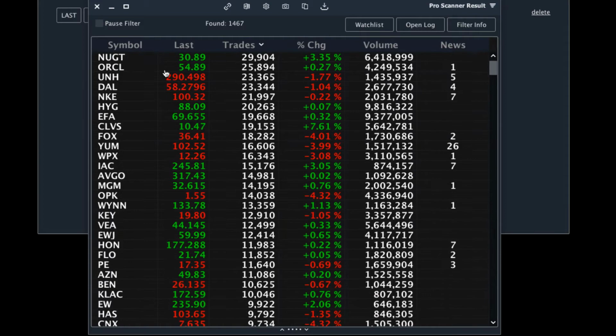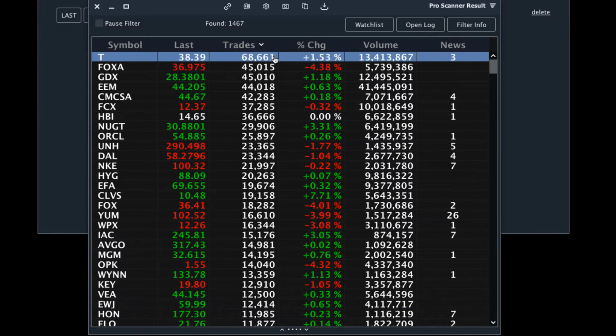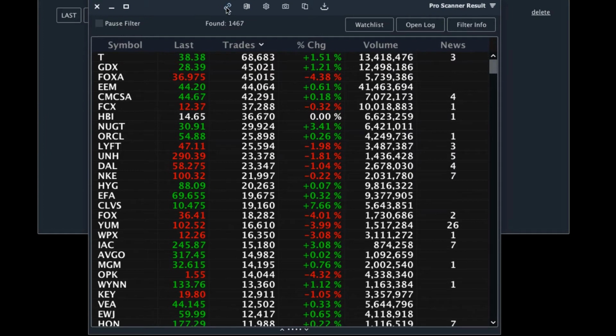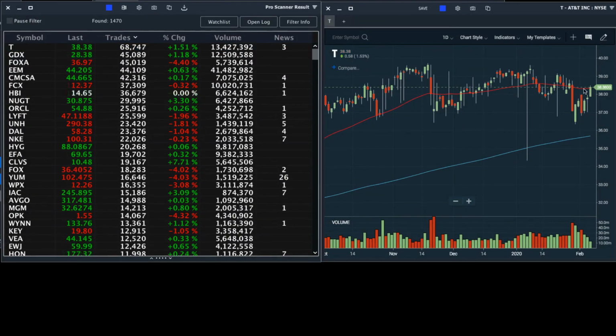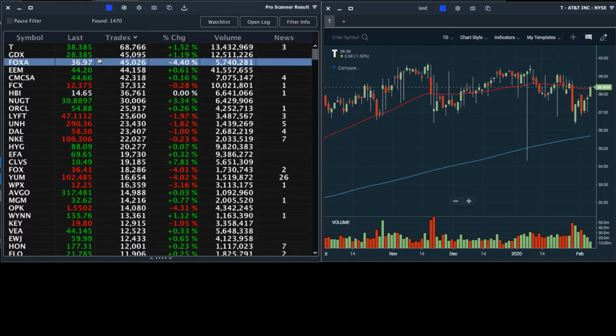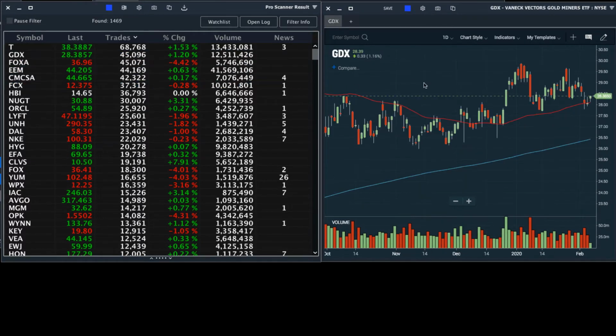So now we see quite a few results, and we can filter through these. I have them sorted by trades, so we can go to the most interesting ones. I'll link this to my charts window so we can start looking at these results. So over here, we see the 50-day moving average, and we see the stock is just trying to get above that. I can go to the next result, and once again, we can see a stock that has been using the 50-day moving average as support, and it looks like it's trying to make a run above that average again.